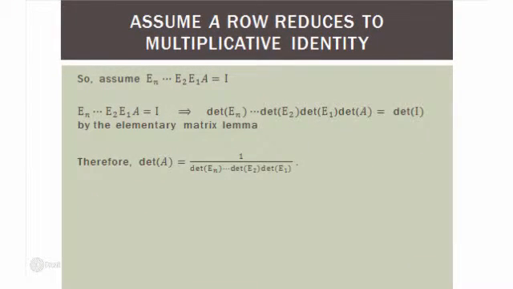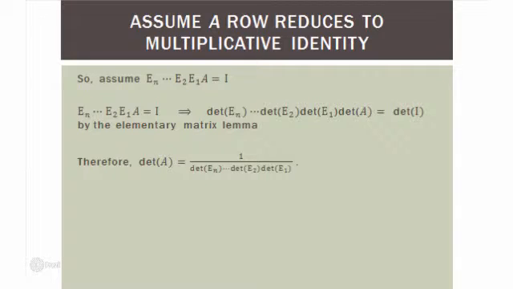So assume that some string of elementary matrices times A will get down to the multiplicative identity. That's what being row reduced to the multiplicative identity means. Well, if that were true, that would imply that you can break them up into the different determinants. So determinant of E sub n, determinant of E sub 2, and so on, determinant of A equals determinant of I. We can do that by the elementary matrix lemma.